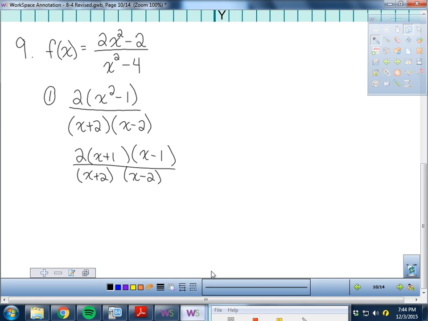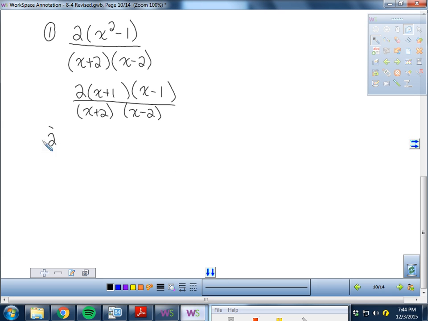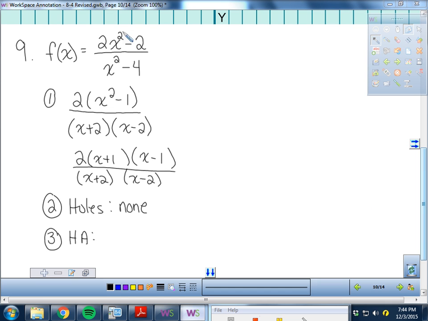So we're going to look at this and determine if we have any holes. So do we have any common factors between the top and the bottom? No. So we have no holes. All right. Step 3, we're going to think about our horizontal asymptote. So we will compare our degrees. So the degree on top is 2, and the degree on bottom is 2.